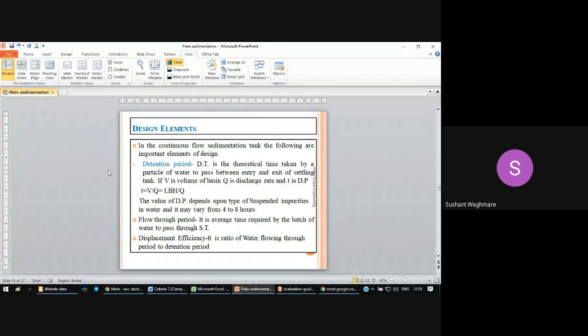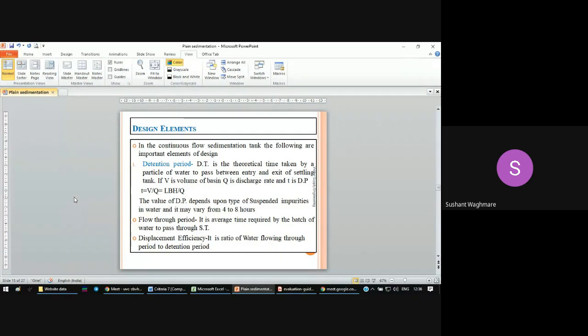To design the sedimentation tank, a few concepts should be known. First is the detention period. As I told you earlier, the detention period is the time given to the water so that settling will occur within the sedimentation tank. So water is detained in the tank for that much time. That is what we call the detention time.